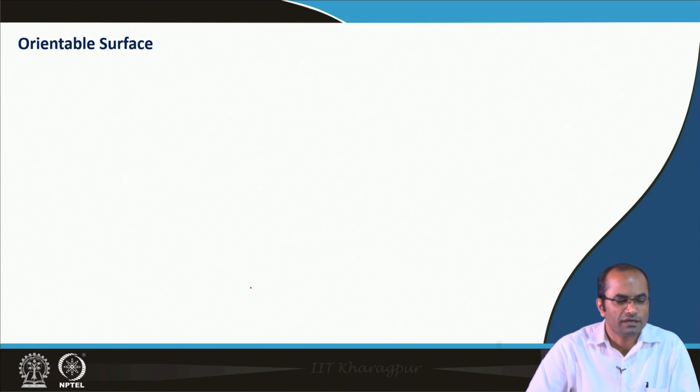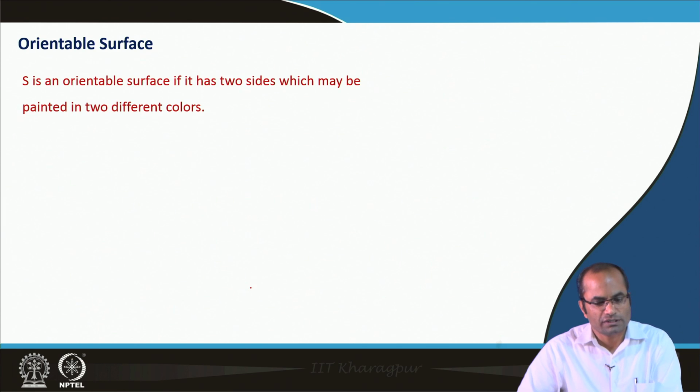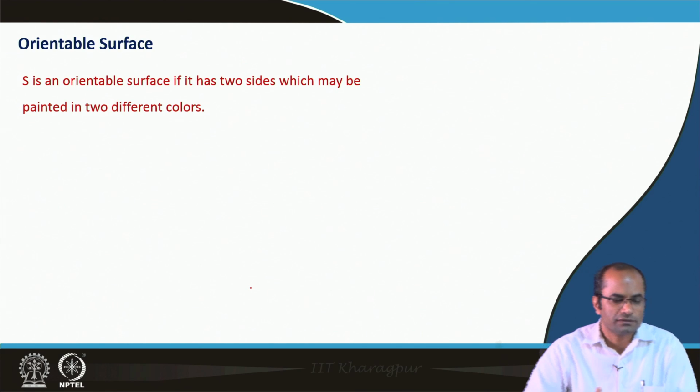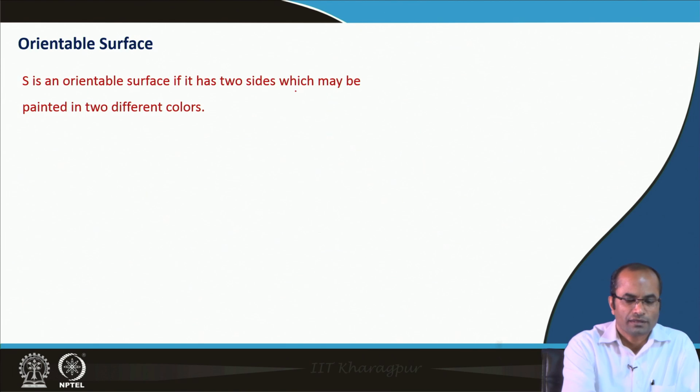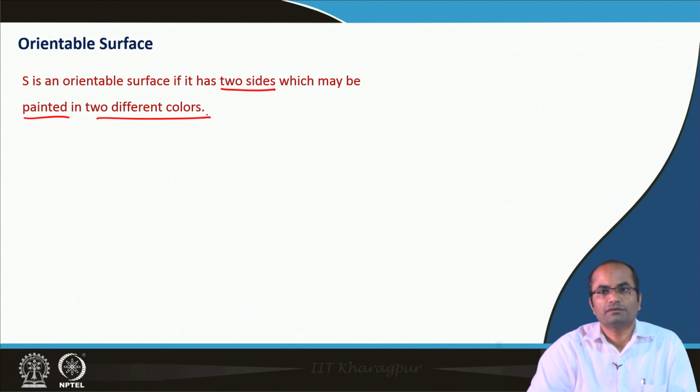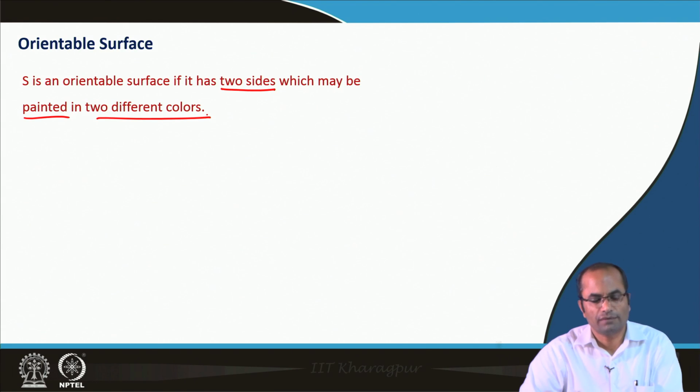Before that we have to introduce the orientable surface. It is a smooth surface, which we have already discussed. The only difference is what we add here: if the two sides of a given surface may be painted in two different colors, then we call this an orientable surface. With the help of examples we will explore more.